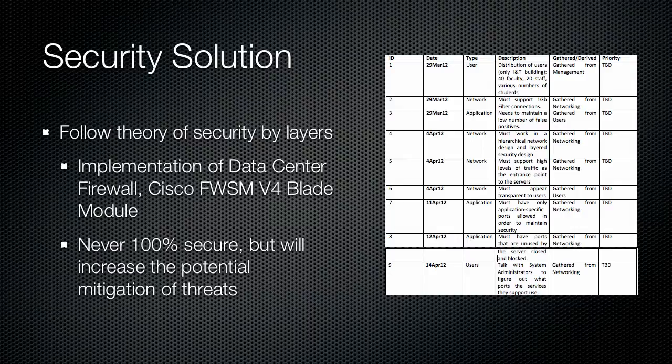To the right, we see the requirements from both management and network staff as well as users for the security solution. We see that it must be able to support the current network traffic. It's not really helpful to have a firewall that's not able to handle the traffic that's needed. Another requirement is that it must work in a hierarchical network. As you'll see later, the university has a hierarchical network, and the firewall must be able to work in that type of hierarchical structure.